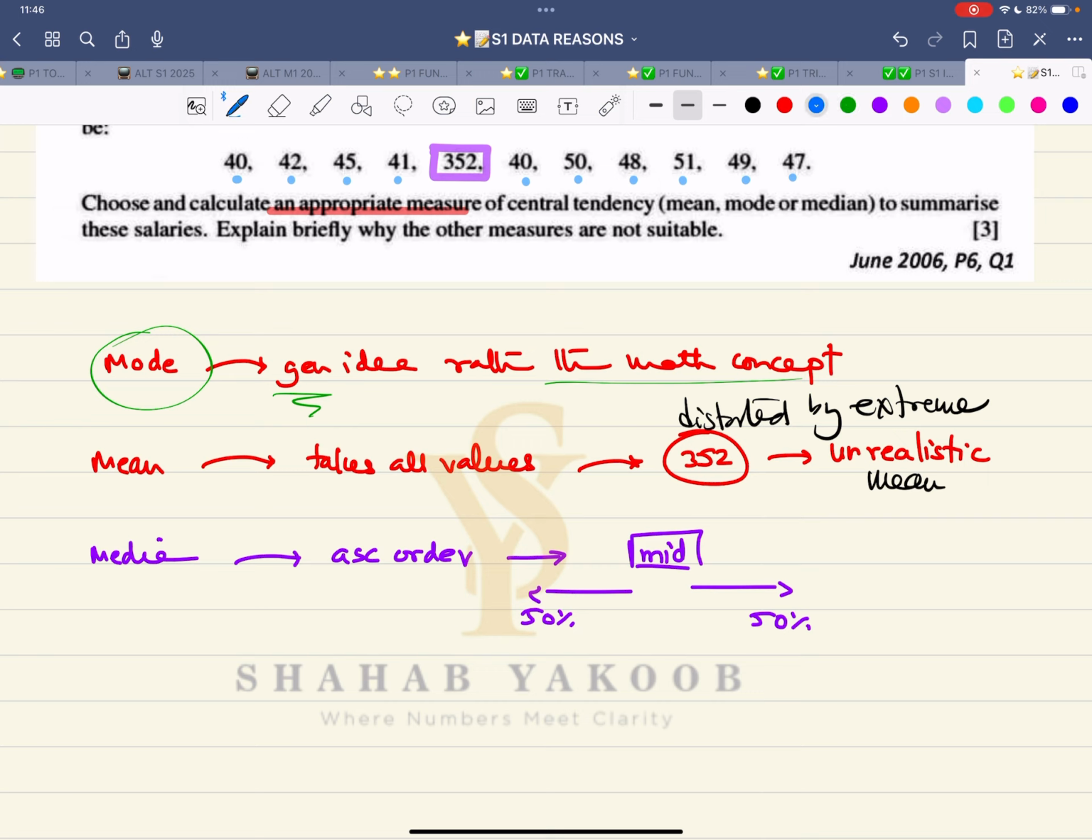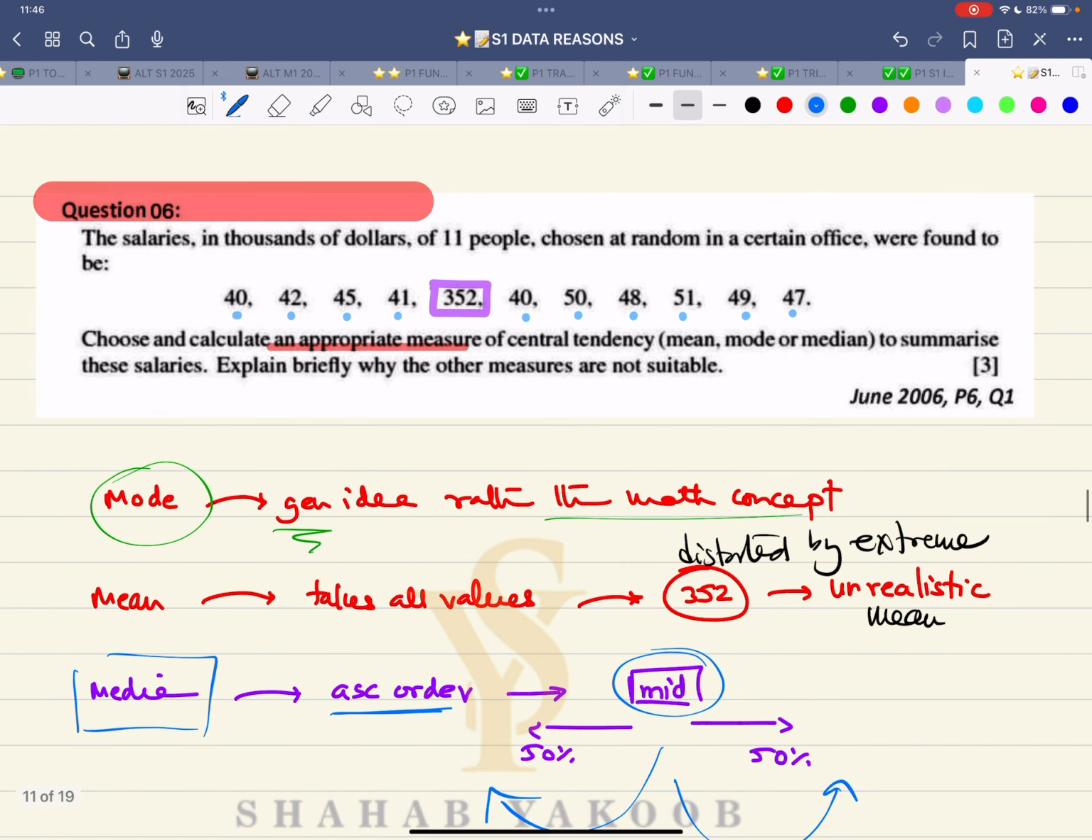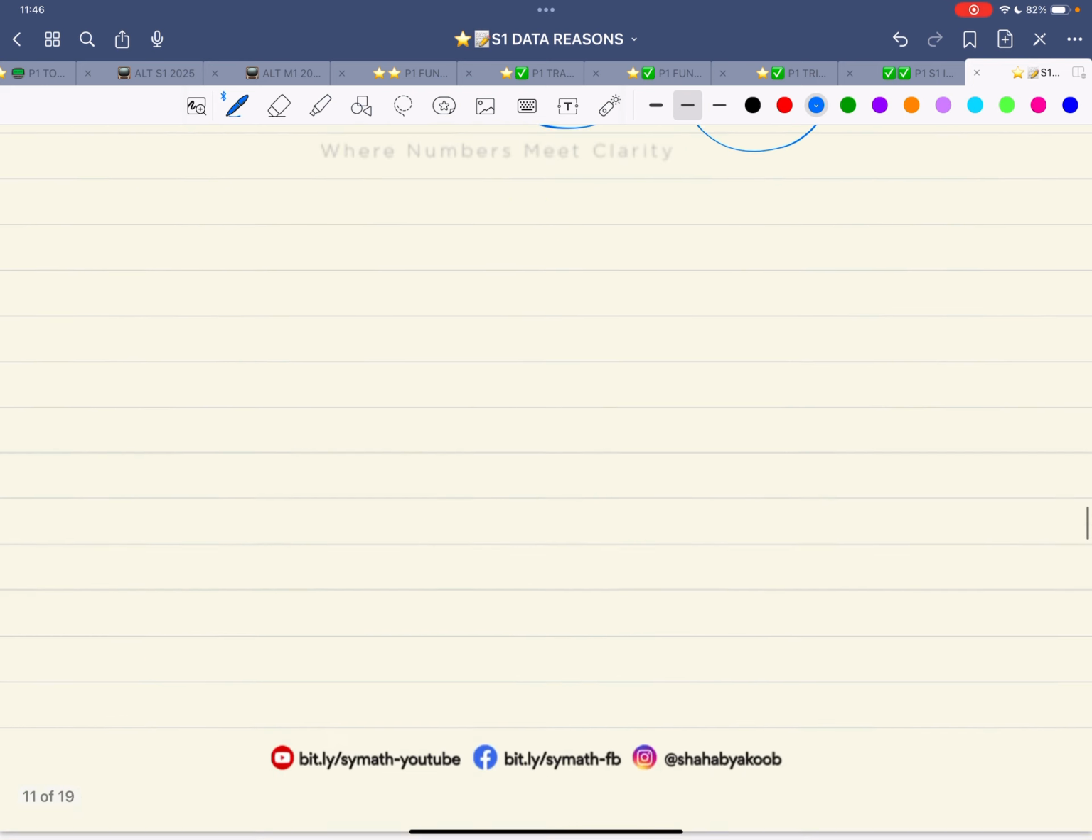So what is left? We are left with median. We arrange the data in ascending order. This is the middle value. 50% of the distribution lies below the median, 50% lies above the median. So the correct answer over here is the median.